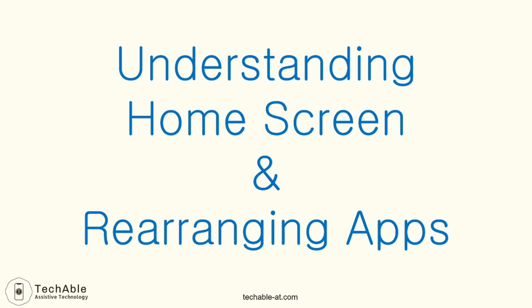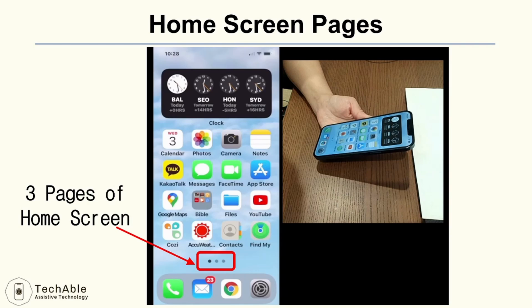Now let's learn more about the home screen and how to rearrange apps on the home screen. So first, let's learn about home screen pages. You see these 3 dots on the home screen, and the dots indicate the number of pages of the home screen. So if there is 1 page of home screen, then there is 1 dot. And you see 3 dots here, and that means there are 3 home screen pages. When you first use your smartphone, you might only use a few apps, like a phone app, calendar app, camera, and etc. But as you get to know and download more apps on your phone, an additional page of the home screen will be created because only a certain number of apps can fit into one home screen page.